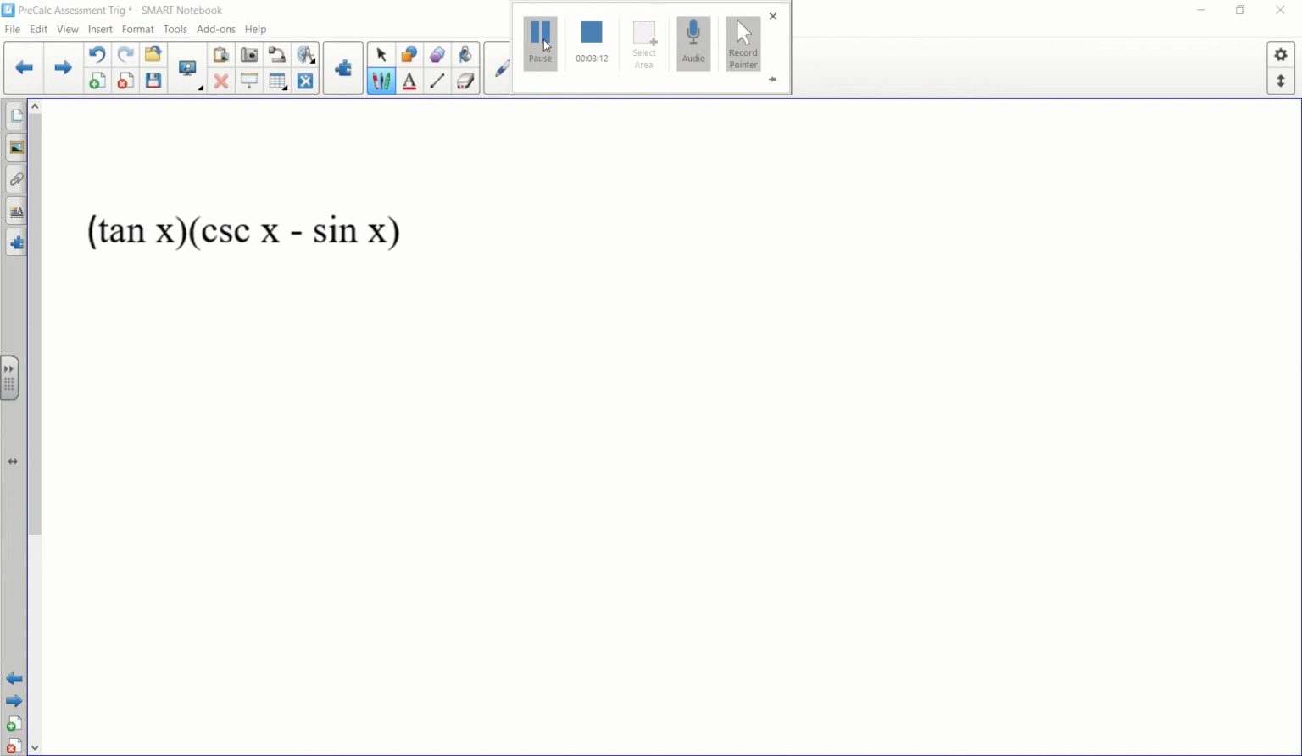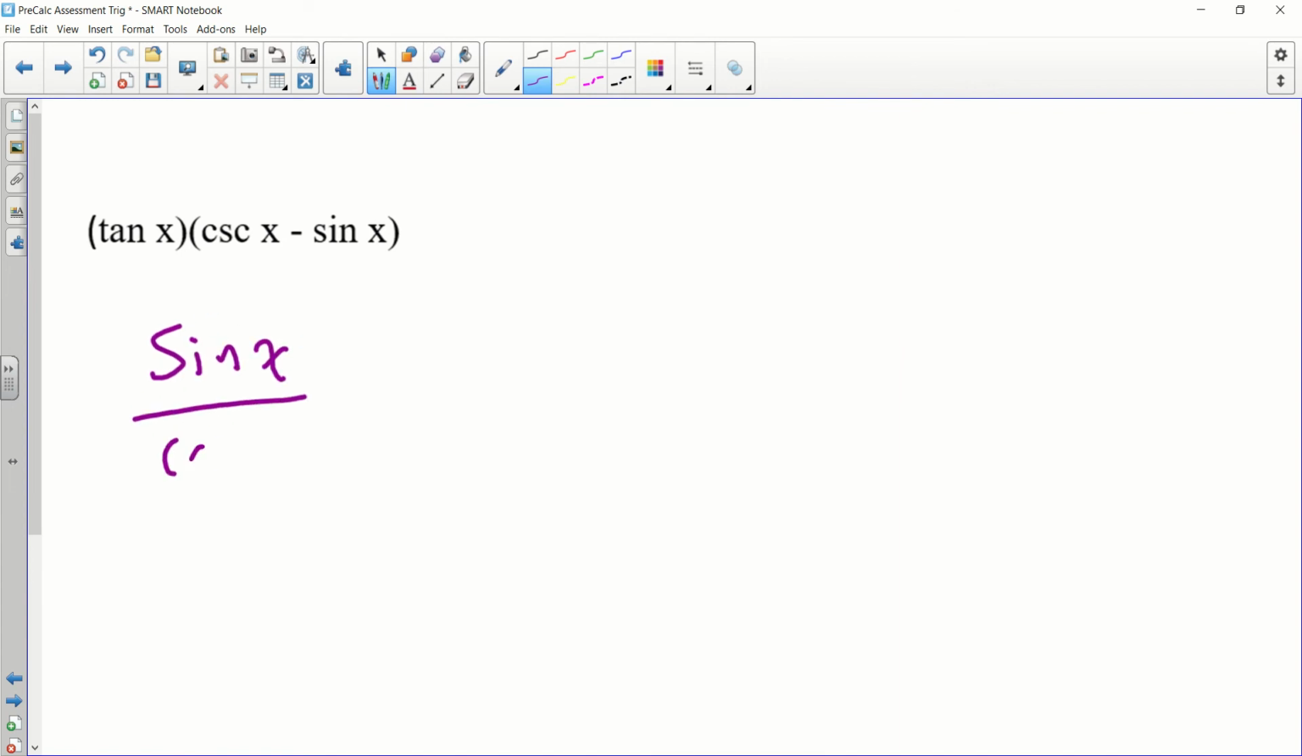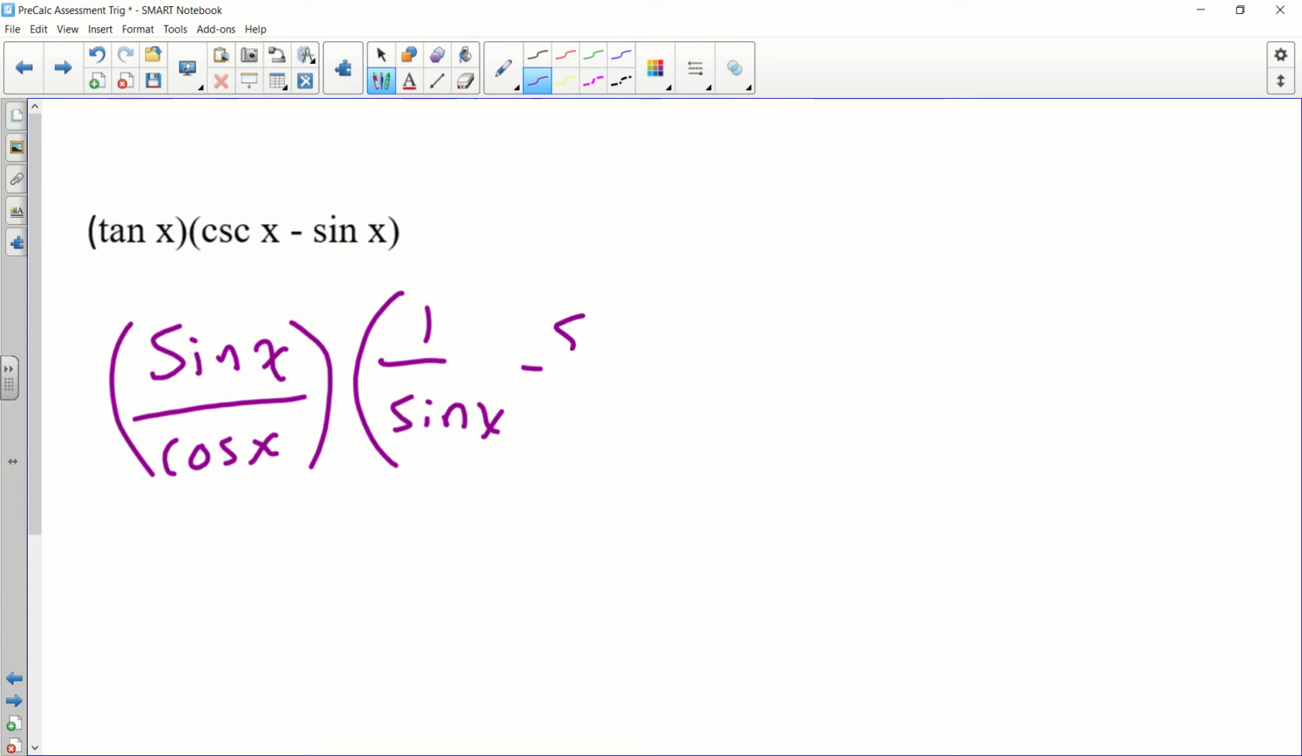The third problem in simplifying, I'm going to convert everything into sine and cosine. So tangent is sine of x over cosine of x. Cosecant is 1 over the sine of x. And sine of x is as it is. So now there's a couple of ways to proceed from here. Some simplified inside parentheses, some distributed. I am going to distribute.